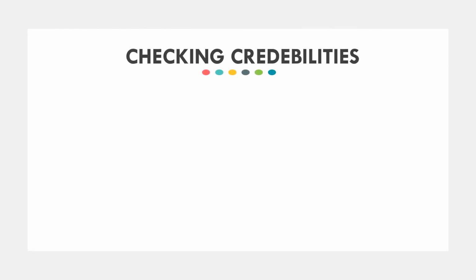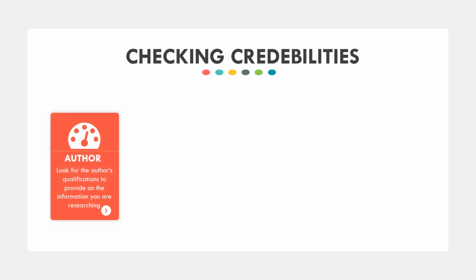Here are some of the checklists which you can use in researching and evaluating the web. Number 1. Check the author. Who is the author or publisher of the website? You'll want to look at the credentials of the blogger, company, or expert and determine if he or she has the qualifications to provide information on the subject you are researching.